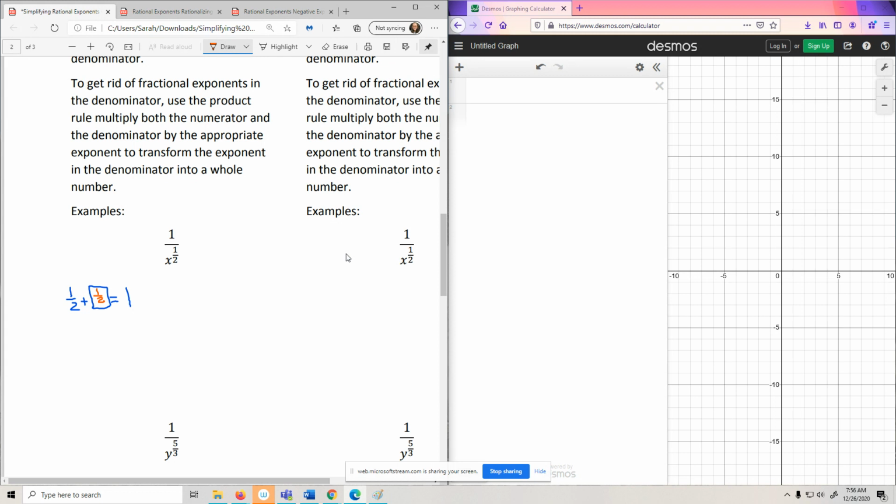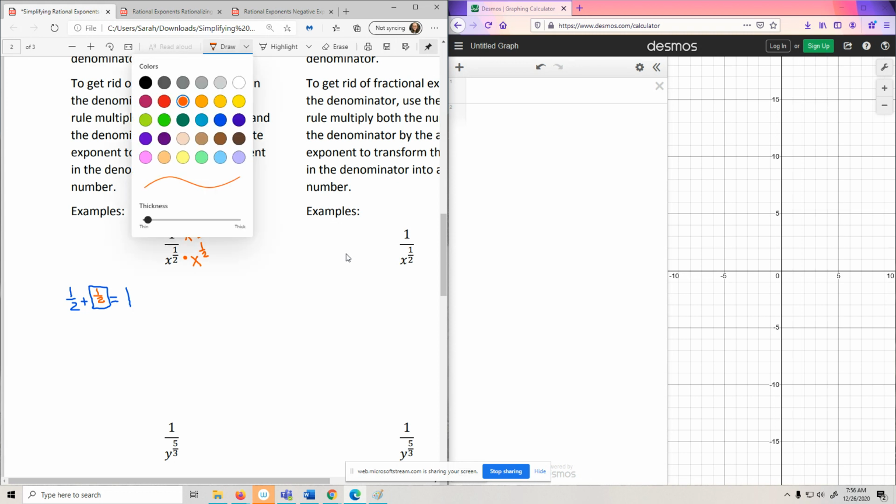In order to add an exponent, I need to be multiplying by something with the same base. So in order to get this x to the 1/2 to turn into an x to the 1, I need to multiply this by x to the 1/2, because x to the 1/2 times x to the 1/2 gives me x to the 1/2 plus 1/2, which is x to the 1. But anything I do to one part of the fraction, multiplying-wise, I have to do to the other.